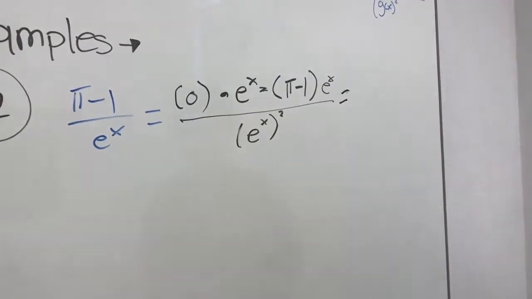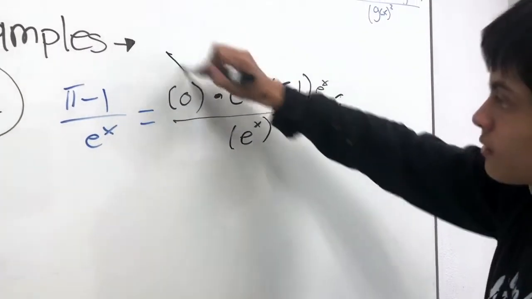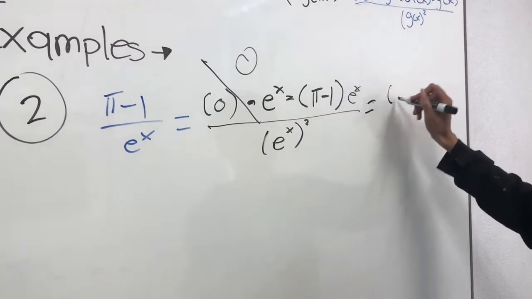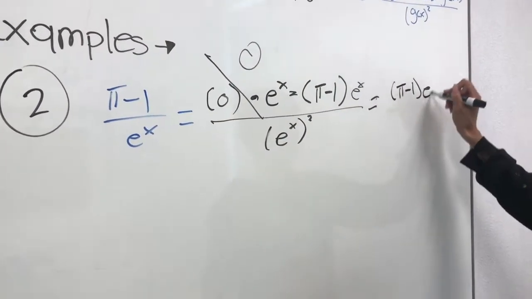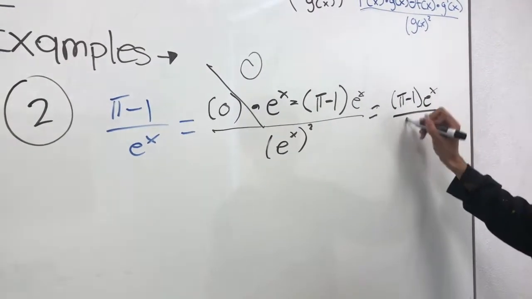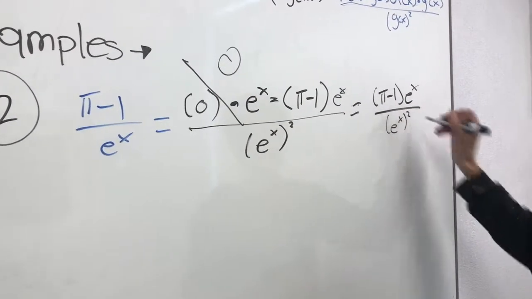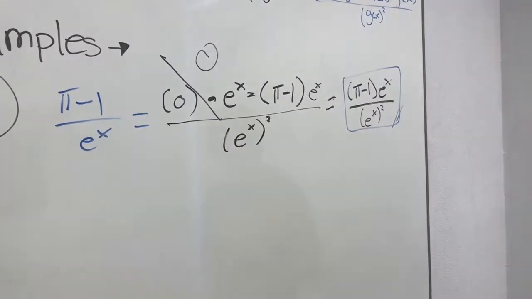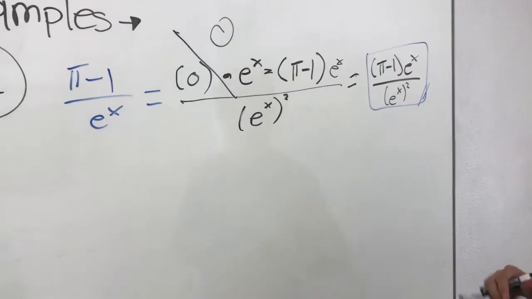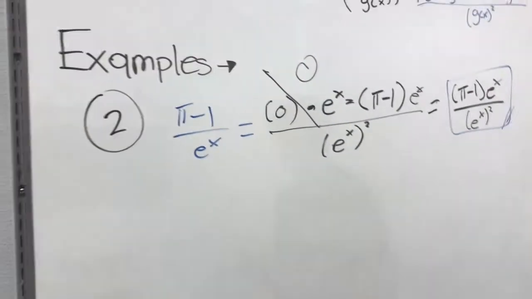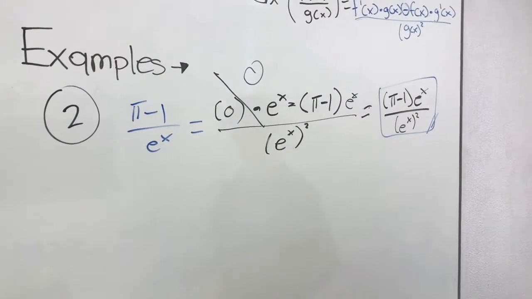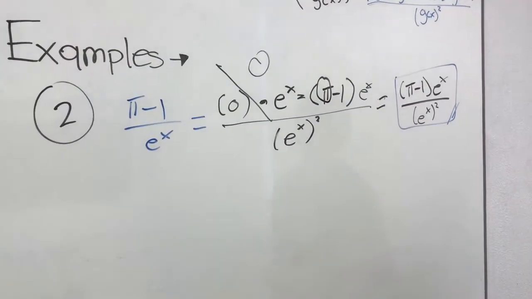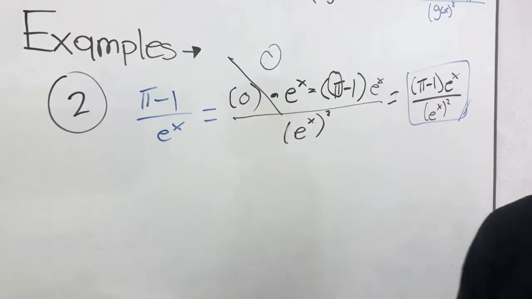And now, when we simplify, we get that this cancels out as 0, and we can express it like minus pi minus 1 times e to the x over e to the x squared. And this would be our final result. We have to remember that e to the x has the same derivative as the non-derivative because of this case. And that pi is a constant, is a number, so the derivative is going to be 0.